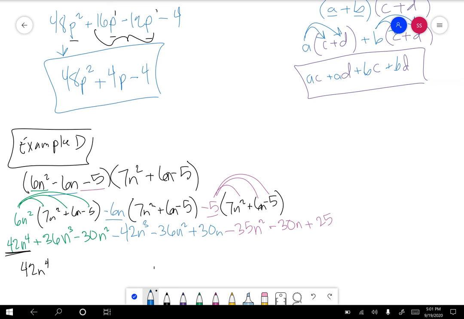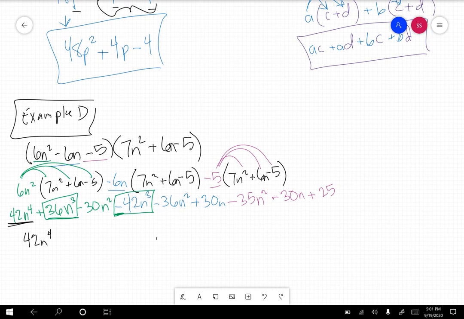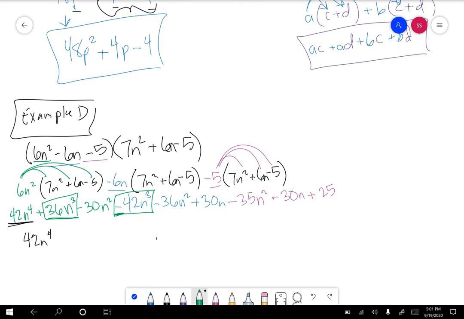Now, we have a couple that are n to the 3rds, so we're going to combine those. Combine meaning add or subtract depending on the operation, which is subtract in this case. So 36n to the 3rd minus 42n to the 3rd. 36 minus 42 would give us a negative 6, so it would be negative 6n to the 3rd.